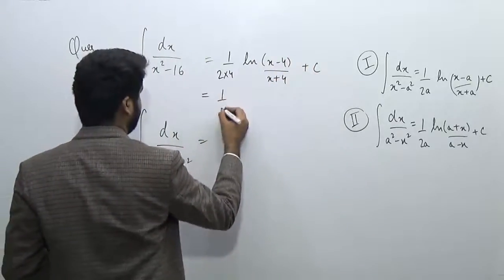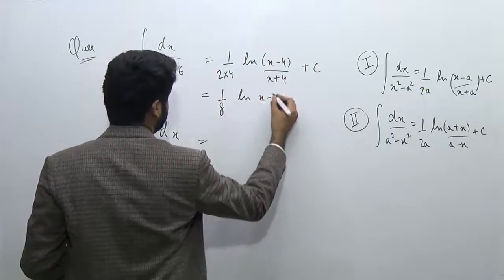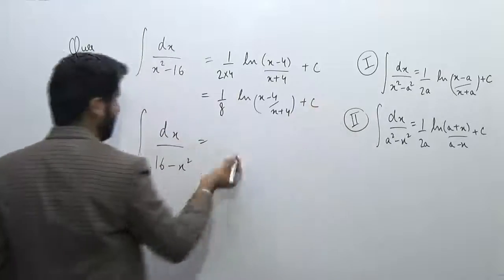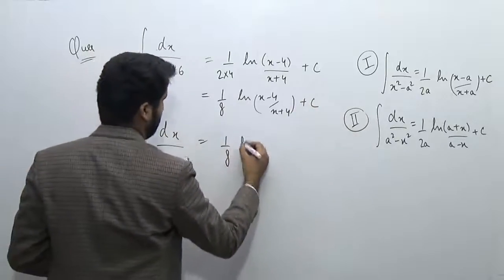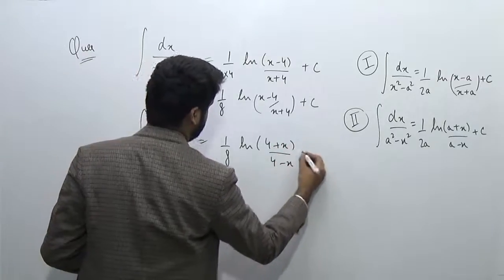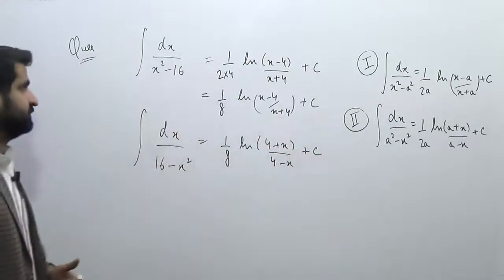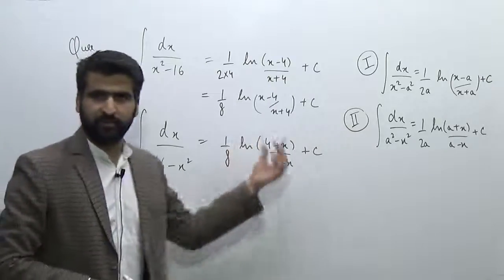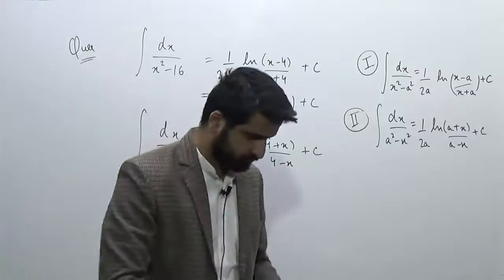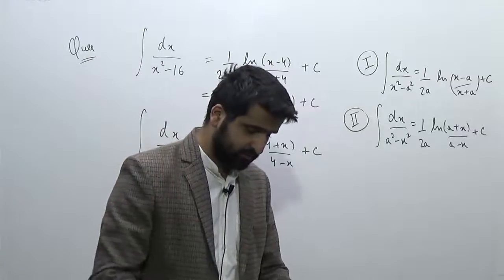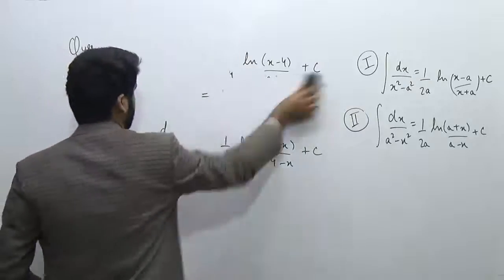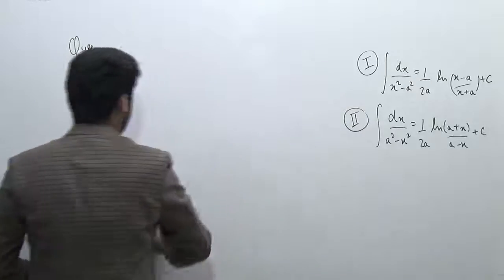So this is (1/8) ln|(x−4)/(x+4)| + c, and the second will become (1/8) ln|(4+x)/(4−x)| + c. So these are the final answers which I am getting after applying the simple tricks. You can also go by the definition, the whole derivation, and also you can simply apply the formula too.